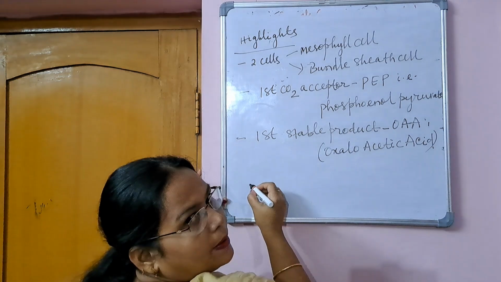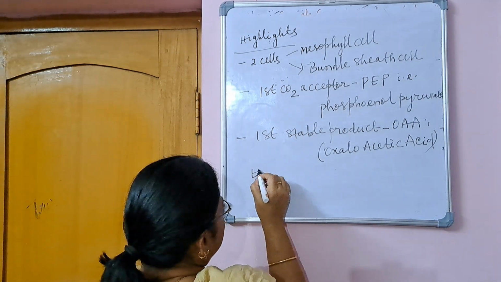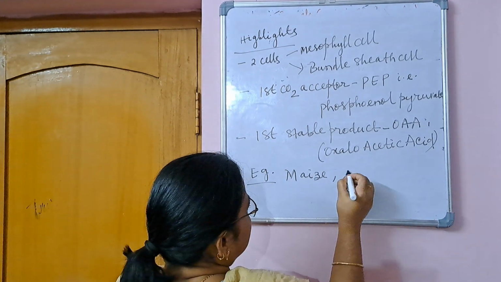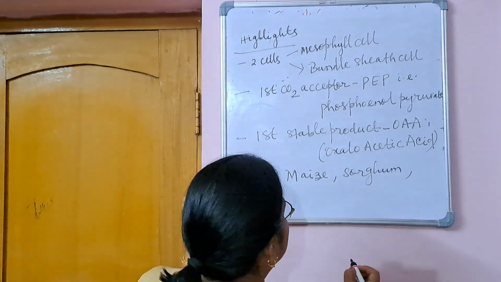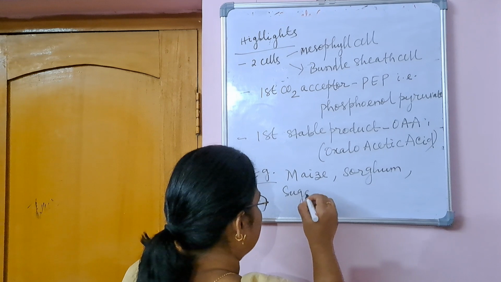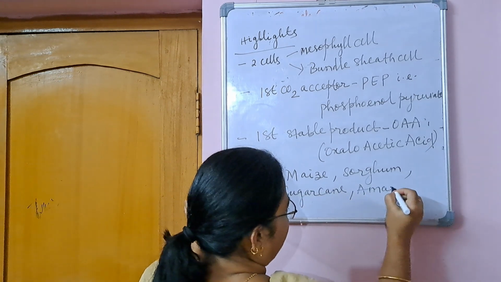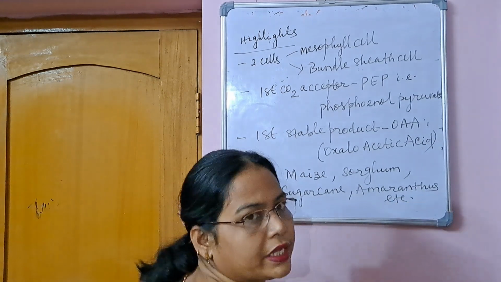And some of the examples of C4 plants where this C4 cycle occurs, that is maize, sorghum, sugarcane, amaranthus, etc.